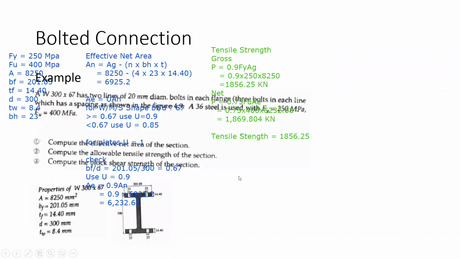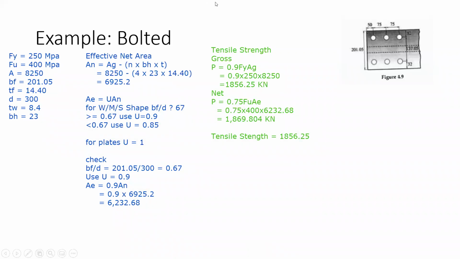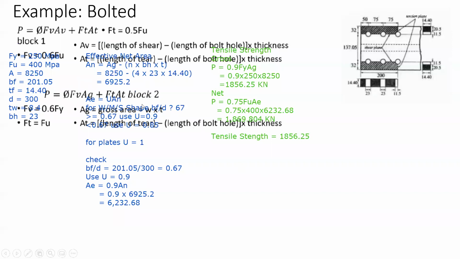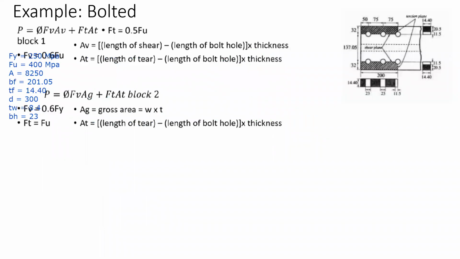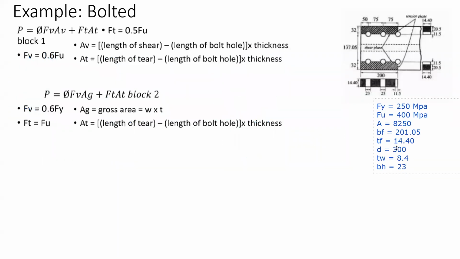Compute the block shear of the section. So, block shear na tayo. Let me erase this. So, for block shear, we have two. The block 1, FvAv plus FtAt, and we also have FvAg plus FtAt. Okay. So, let's solve for block 1.